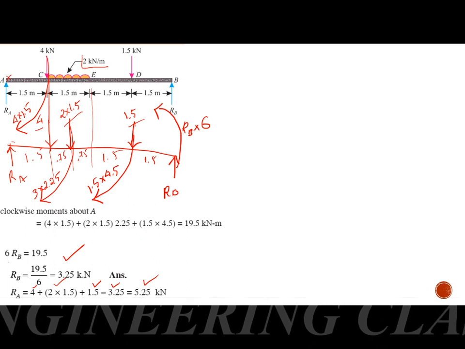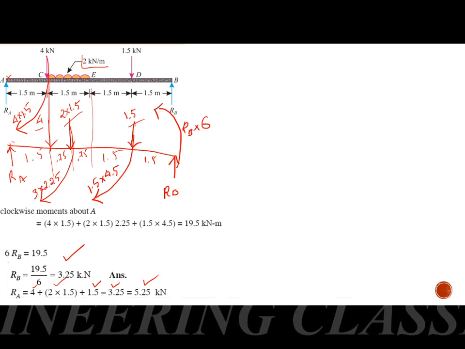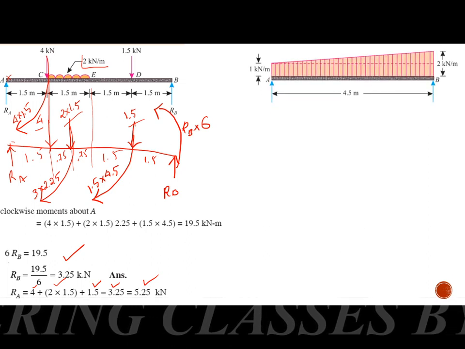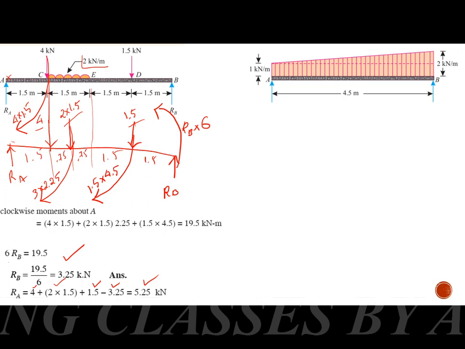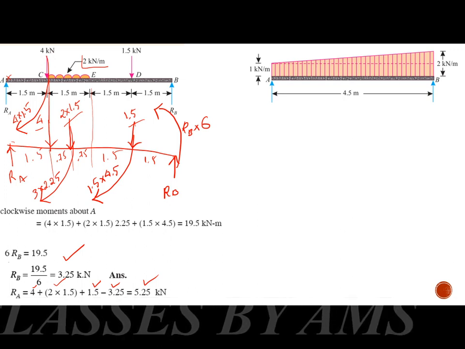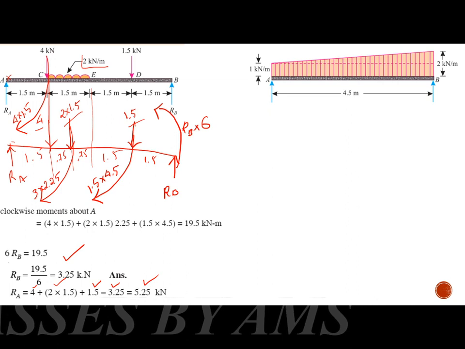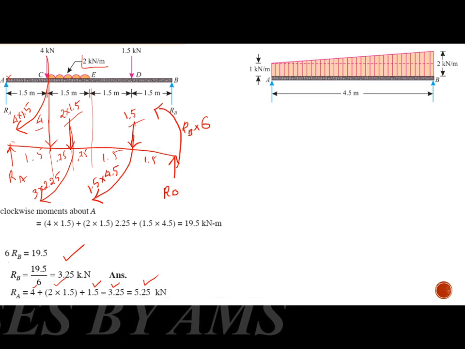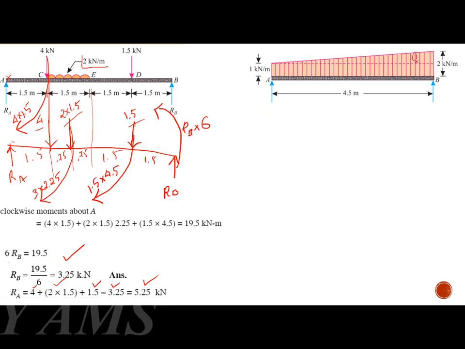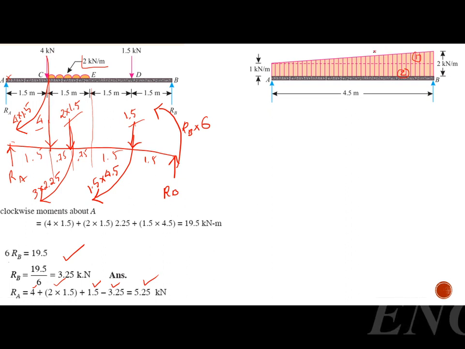This is an example of a uniformly distributed load. The next thing, we have a uniformly varying load. This is the same question we took as an example while studying the uniformly varying load. So we cannot directly apply the uniformly varying load equation in this question. So we will divide it into two portions. This is the first portion, this is the second portion. The first portion can be treated as a uniformly varying load, and the second portion as a uniformly distributed load.